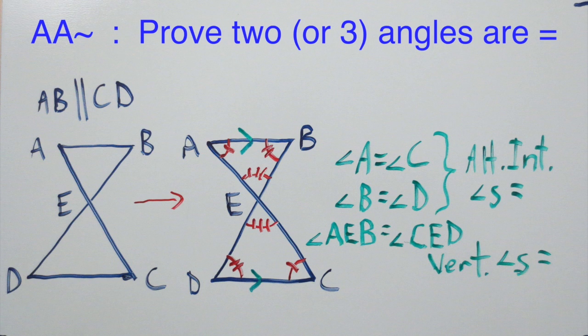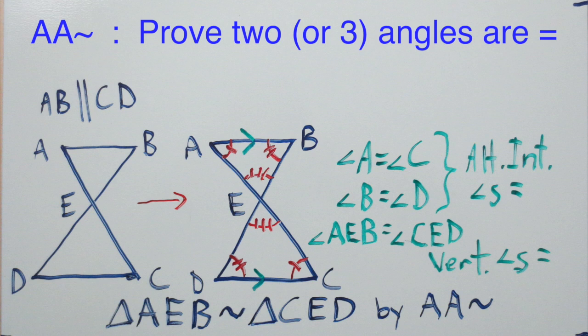Our final step is to go ahead and write out what we've proven exactly and what the reason is. So we're going to write triangle AEB is similar to triangle CED by angle-angle similarity. Now there's a whole lot of options you can use in terms of the order for your triangles that work, but the key is whatever you choose, A and C have to be in the same position, the E's have to be in the same position, and B and D have to be in the same position.